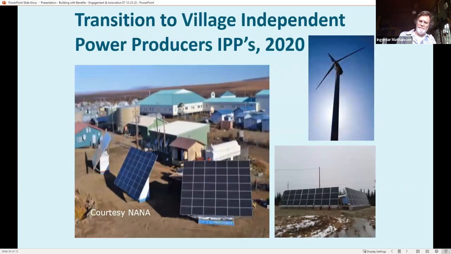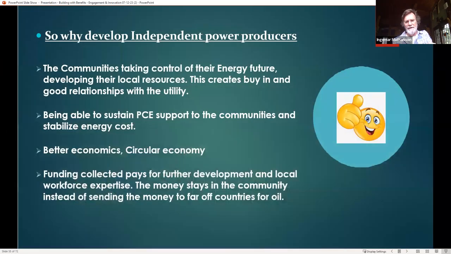So the transition was happening in 2020, 2021. Next one. We started to look at each of them as independent power producers. The communities can take control of their energy future and develop their local resources, and that creates buy-in and a good relationship with the utility.